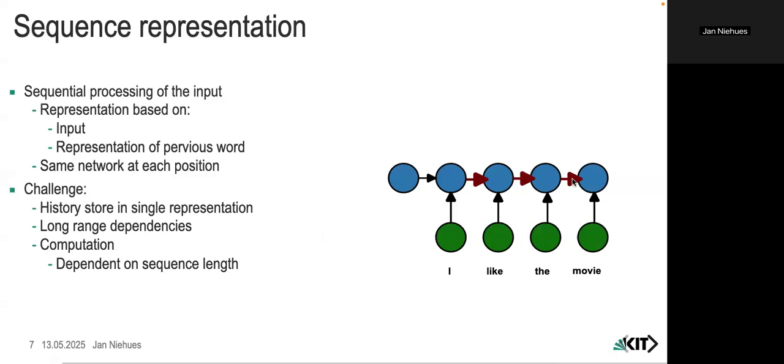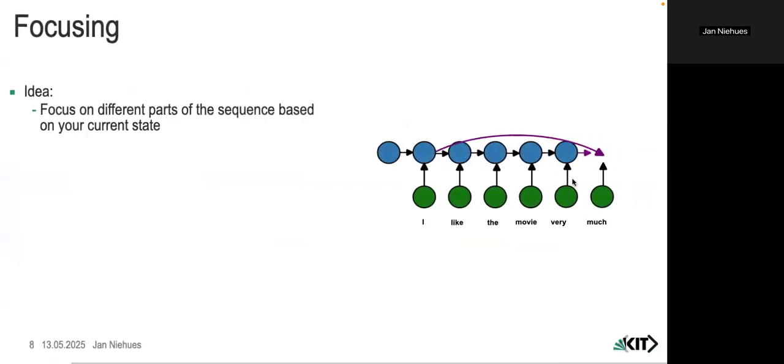So the question is, can we do things somehow better or different? And yes, we can, and that is the main idea now. Can we somehow focus on different parts every time we process? So when we're processing the last word, we don't want to store everything in a fixed vector, but somehow look back and see which parts of your sequence were important, and then take these and do the computation.